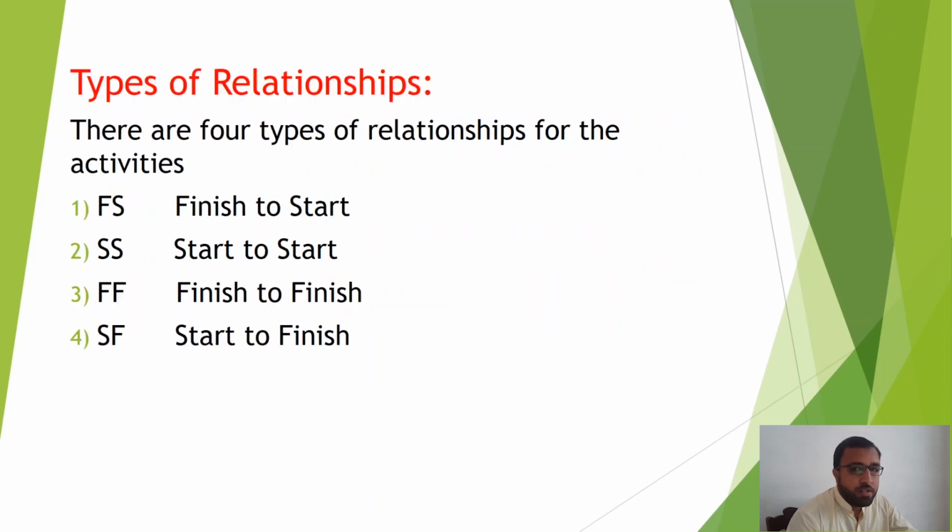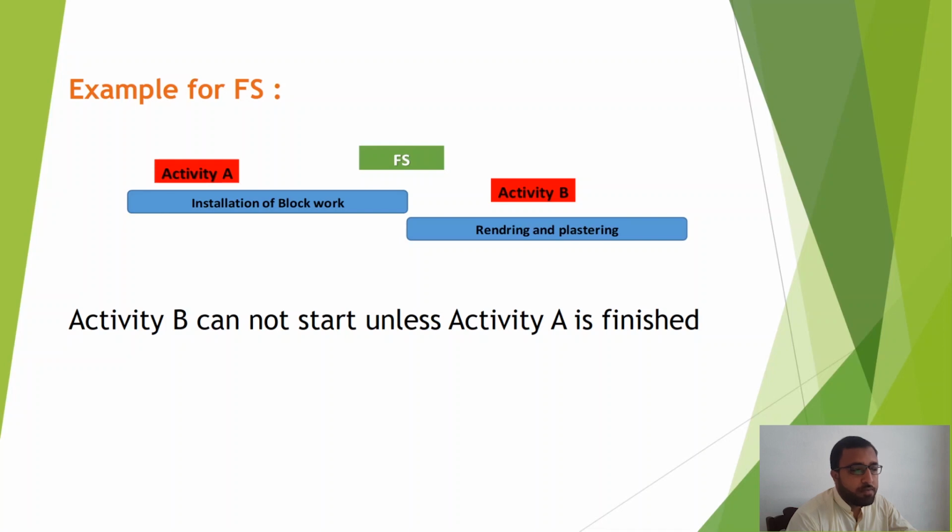So we have four types of relationships: finish to start (FS), start to start (SS), finish to finish (FF), and start to finish (SF). Now we will see examples for each type of relationship. This is the FS relationship. Here you can see that we have activity A, installation of block work, and activity B, rendering and plastering. Activity B cannot start unless activity A is finished. So this relationship is called FS, finish to start. The successor cannot start until the predecessor is finished.